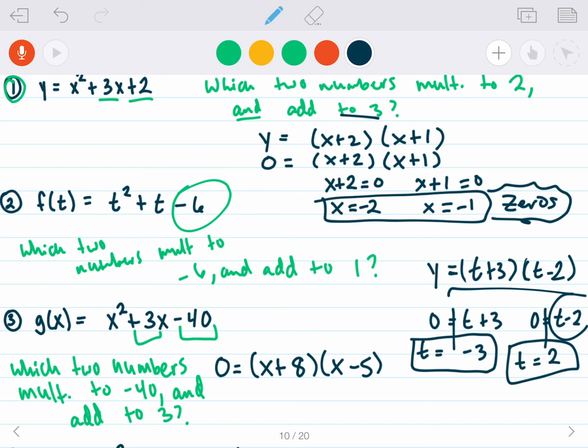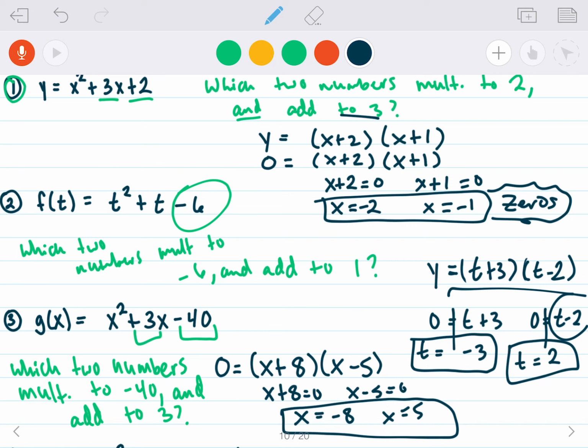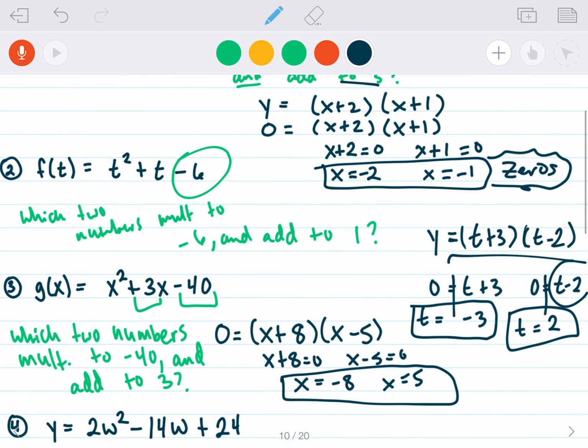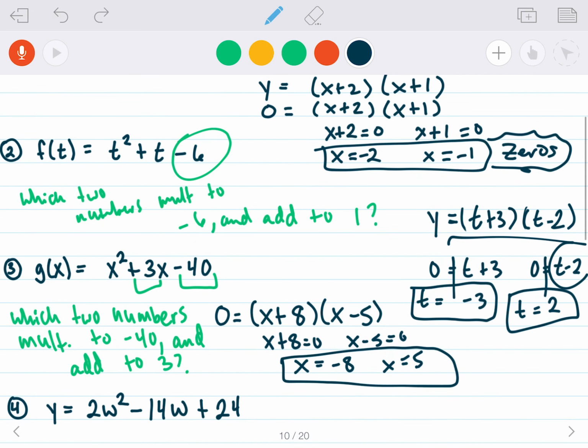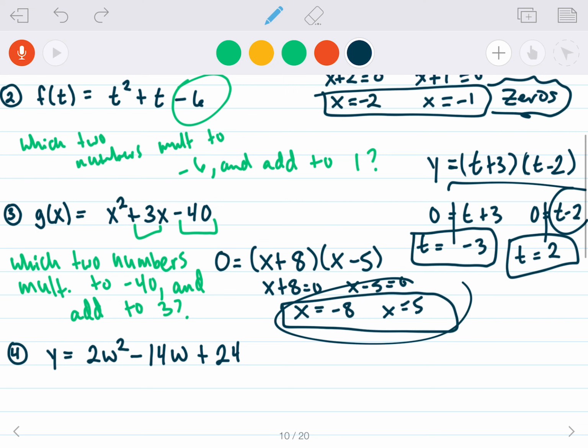We're in factored form. Now we can set the individual factors equal to 0. So x plus 8 equals 0 and x minus 5 equals 0. So we get x equals negative 8 and x equals 5. So those are our x-intercepts, aka our zeros, aka where it crosses the x-axis. Again, check Desmos to verify that that makes sense to you.